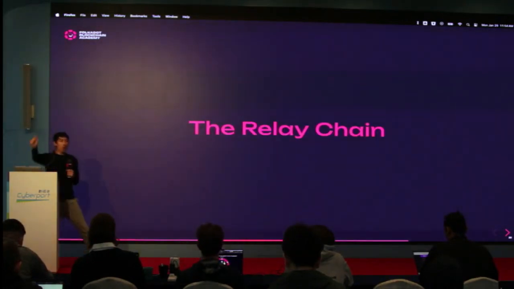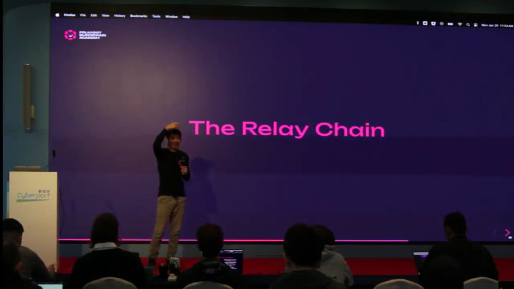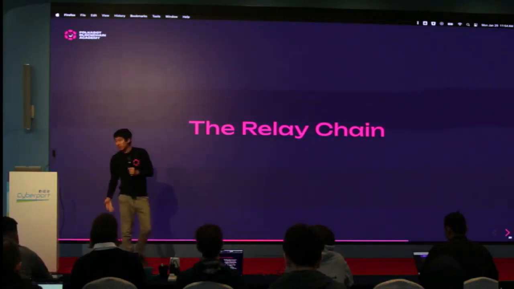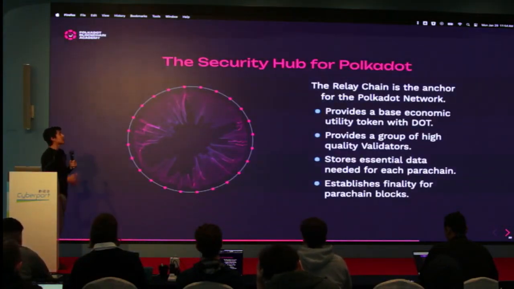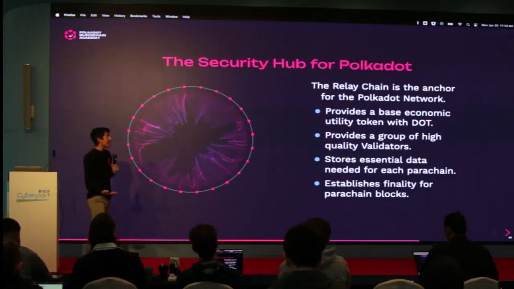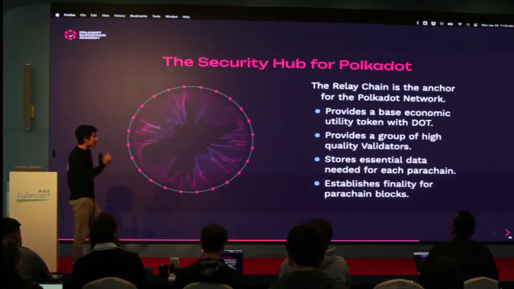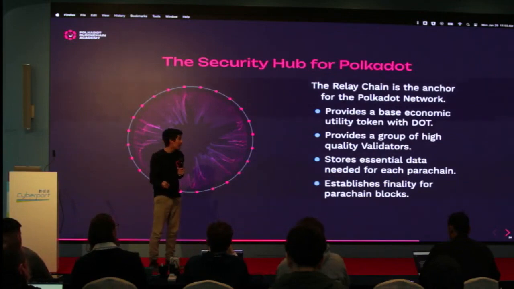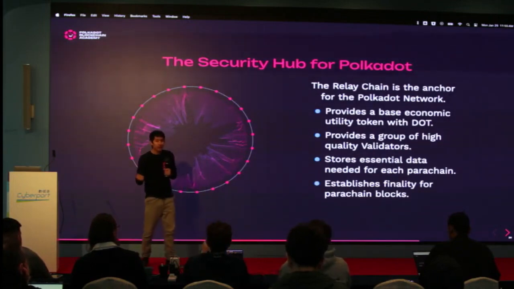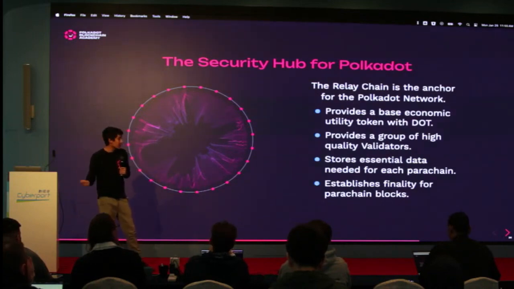So we talked about two pieces. We talked about WASM, the generalized execution format. We talked about a protocol that makes sense to actually validate blocks, and then, if things go wrong... The last piece is the relay chain. The relay chain is really the security hub for Polkadot, right? And this security hub thing is a whole new narrative, but really it is the security hub for Polkadot. It is an anchor point for the whole network. It provides a base economic utility token with DOT. It provides a group of high quality validators for this process. It stores essential data needed for each parachain and the process. It establishes finality for the parachain blocks.